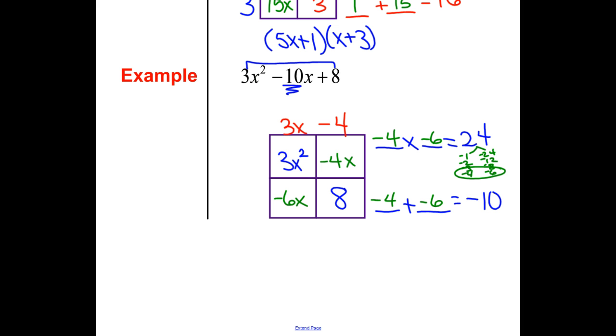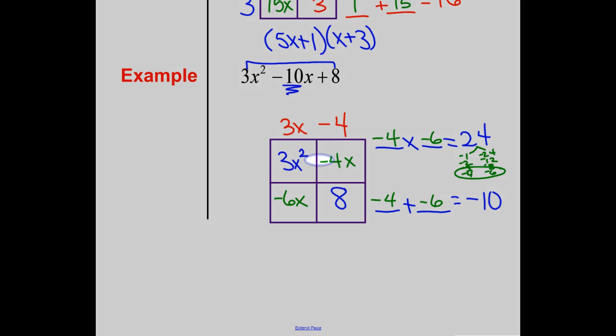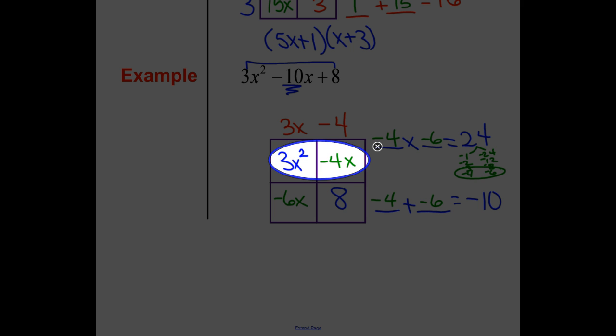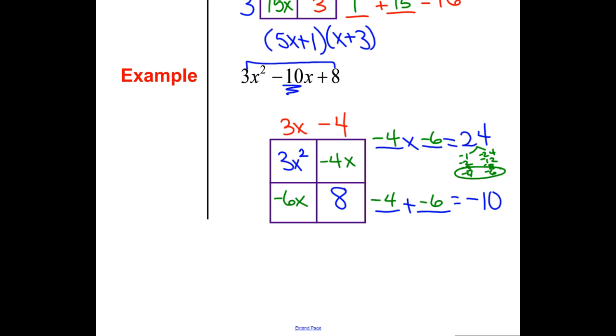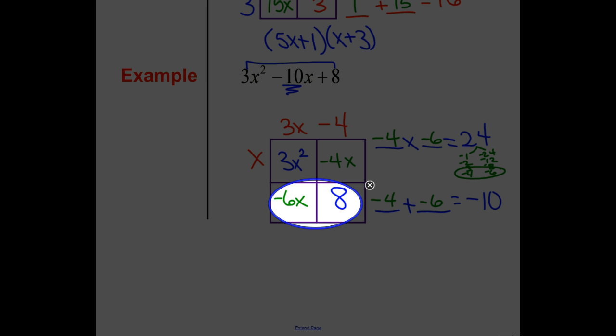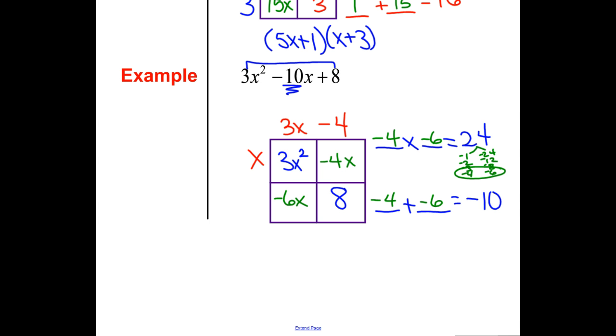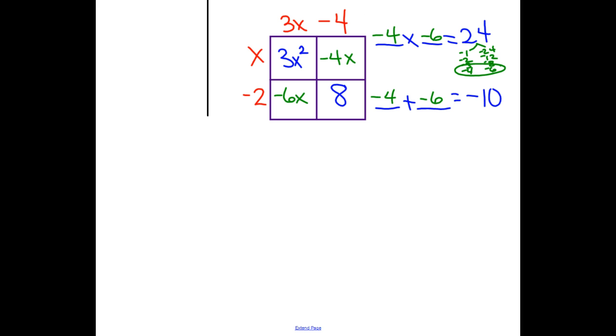And again, we're going to look at this piece right here, oops, forgot to hit my pen. This piece right here, what's my greatest common factor? Well, it's just an x. And then one more time, we need to look at this piece. What's my greatest common factor? Since that negative 6x is our leading piece, it's going to be a negative number, and our greatest common factor there is negative 2. So that means our factors are 3x minus 4 and x minus 2.